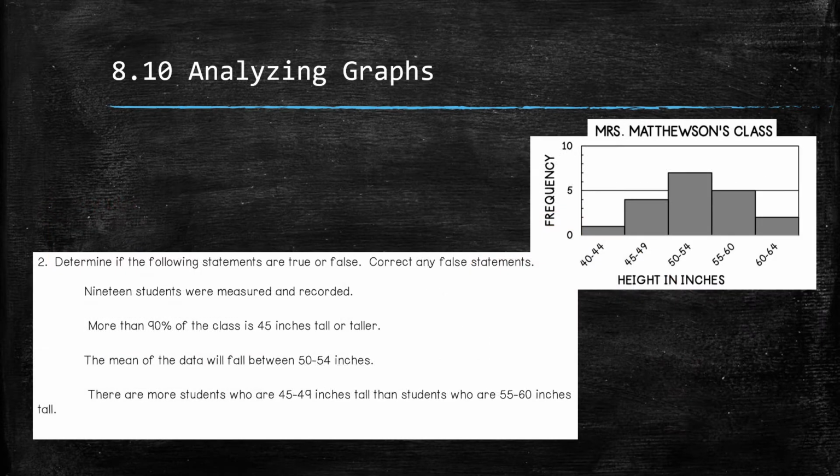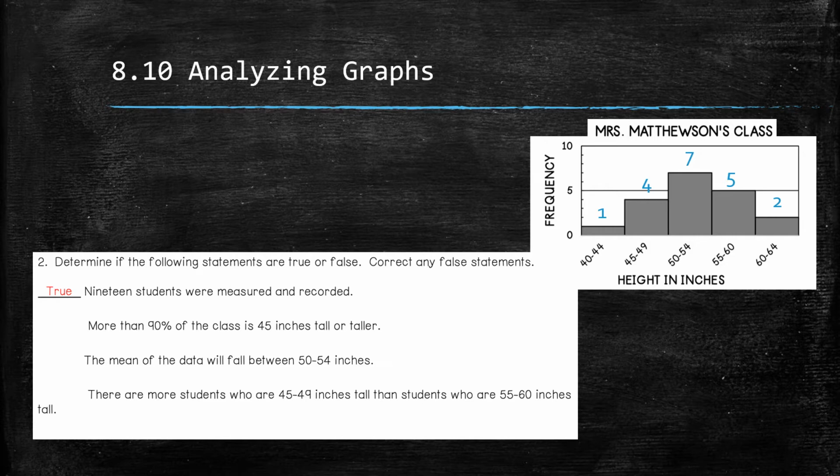Determine if the following statements are true or false, and then we're going to correct our statements if they are false. 19 students were measured and recorded. In order to do that, I need to count up each height of my bars, and then I add up my total, and I get 19, so that is true.